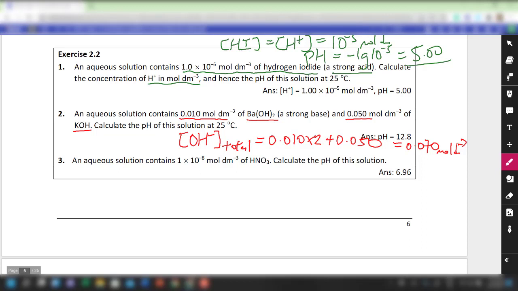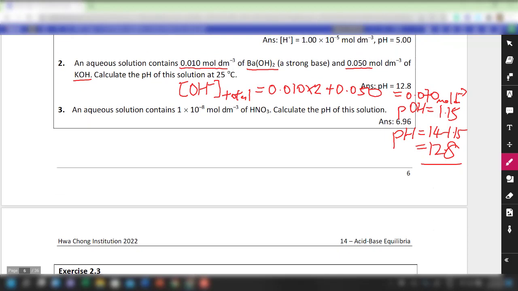Okay, and then therefore we can easily calculate pOH, which is simply minus log base 10 of the concentration of OH minus. If you punch your calculator, you should get around 1.15. Then we can easily calculate pH, that is 14 minus pOH, and then we should get 12.8. Then we have question 3.